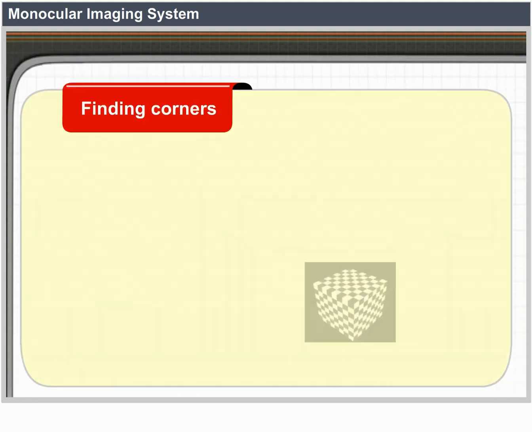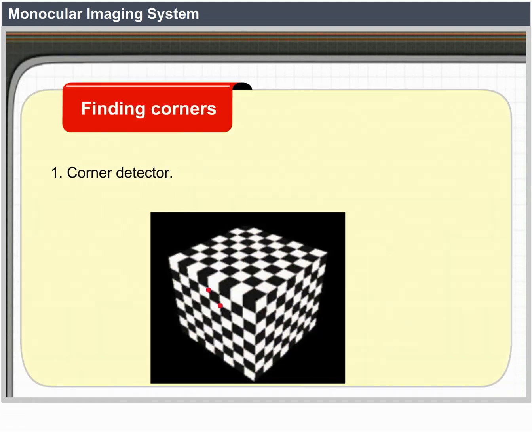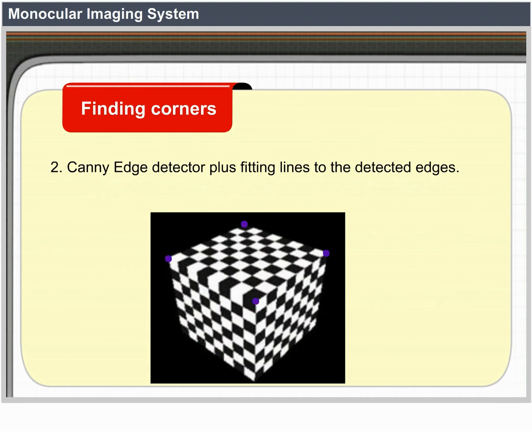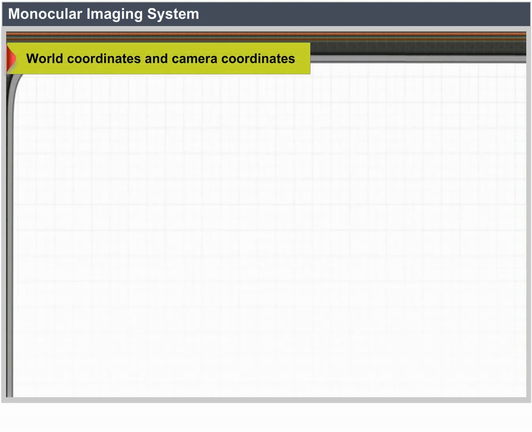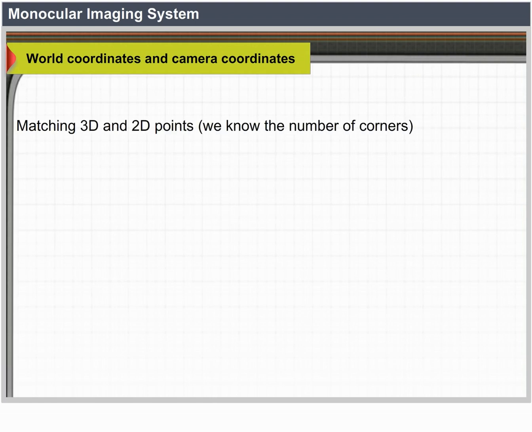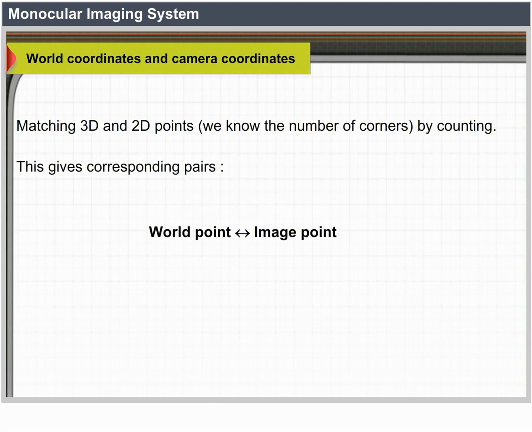Finding corners. Corner detector: Canny edge detector plus fitting lines to the detected edges. Find the intersections of the lines. Manual input: world coordinates and camera coordinates. Matching 3D and 2D points, we know the number of corners by counting. This gives corresponding pairs. World point corresponds to image point: capital X1, Y1, Z1 corresponds to small x1, y1.